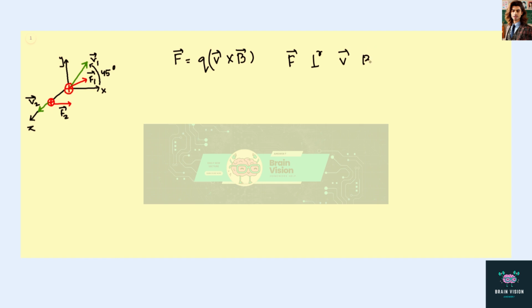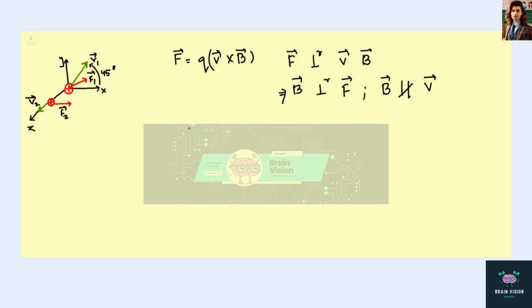This means the magnetic field is perpendicular to the force vector, and the magnetic field cannot be parallel to the velocity vector, otherwise the force will be zero. But we have a non-zero force over here, so the magnetic field cannot be parallel with the velocity vector.